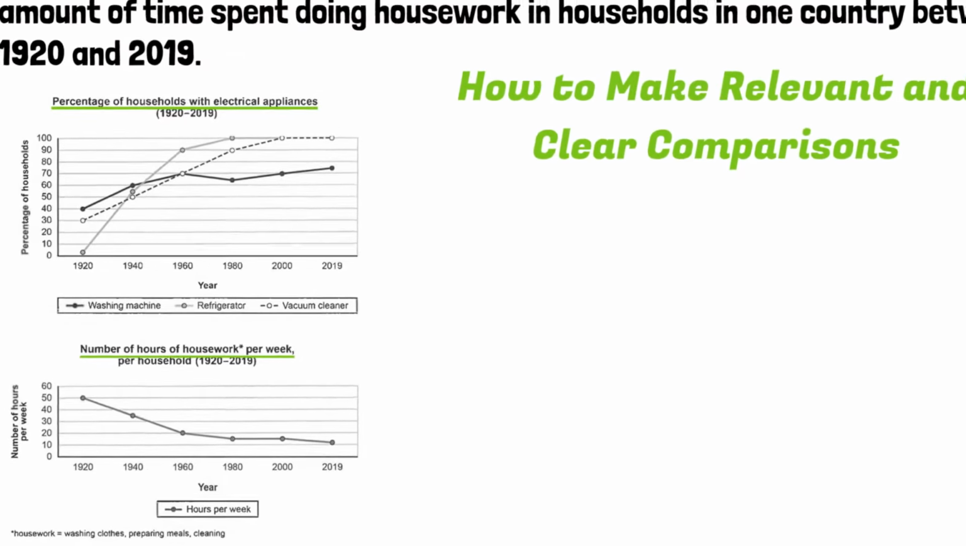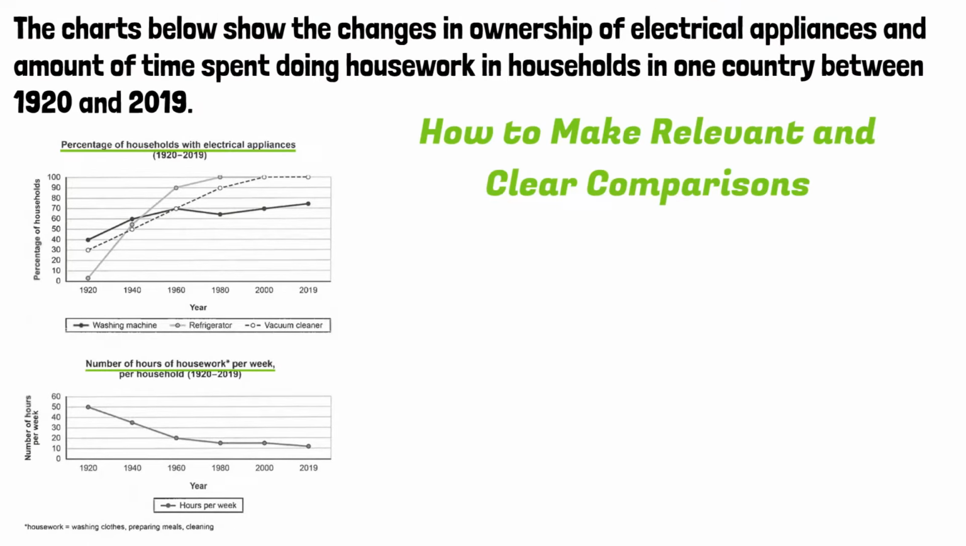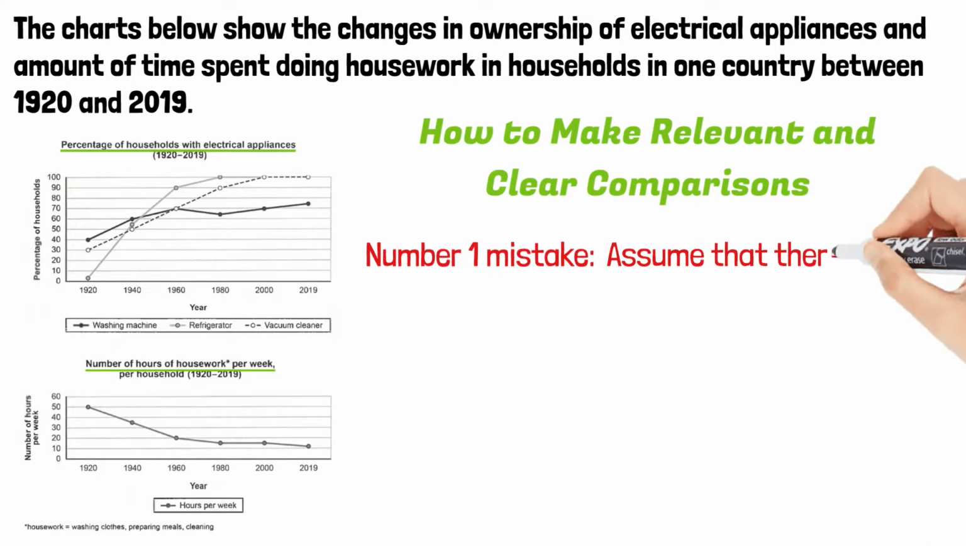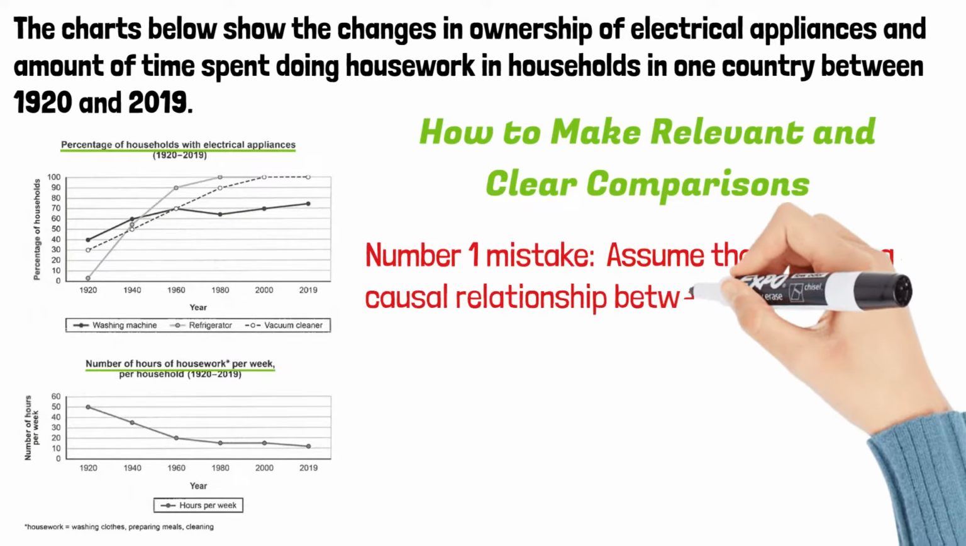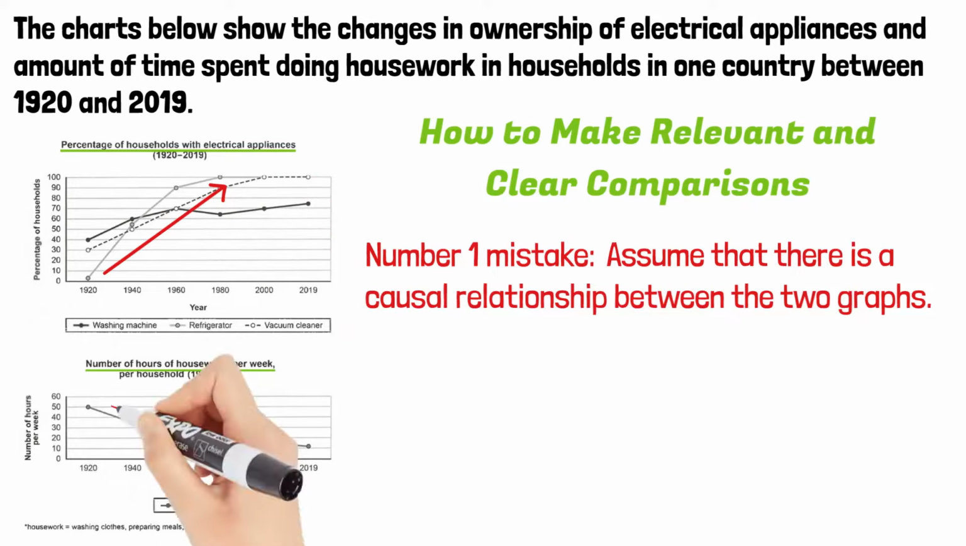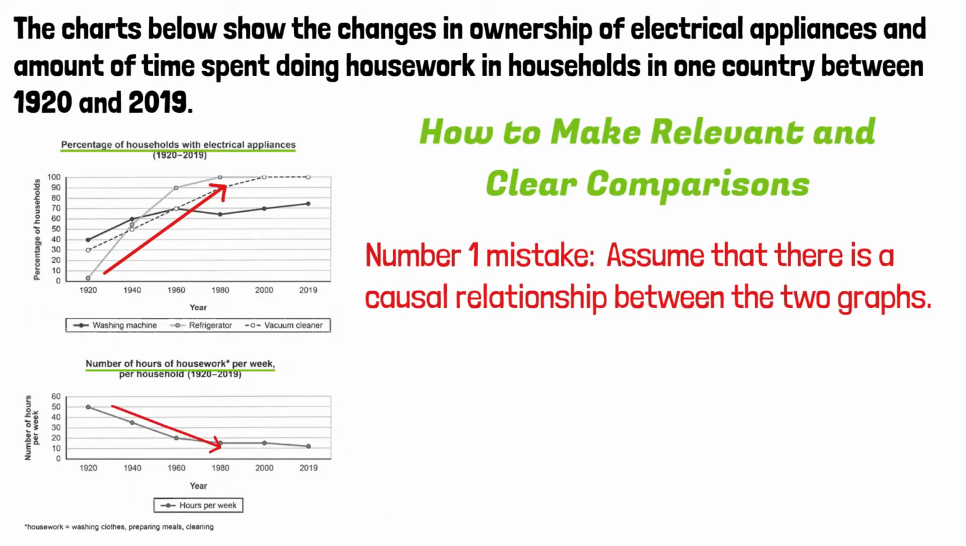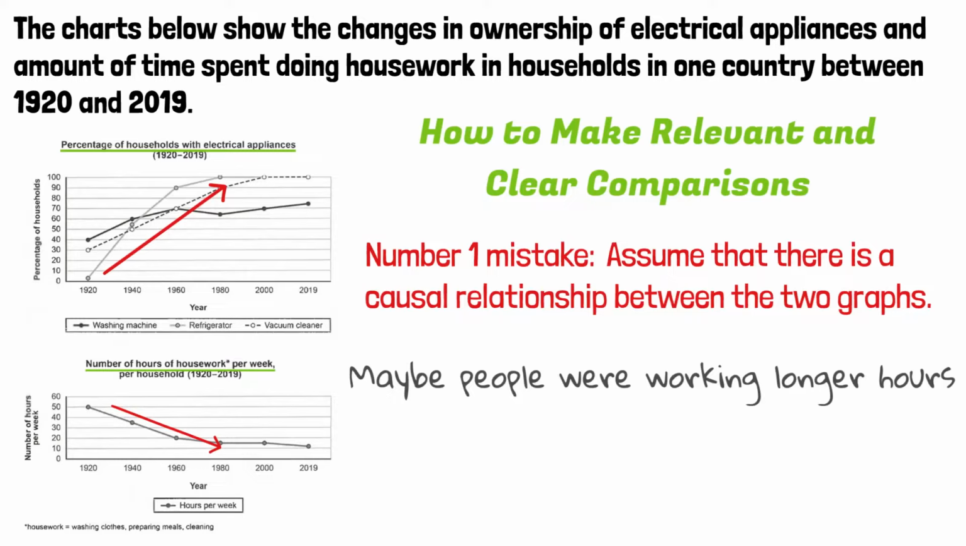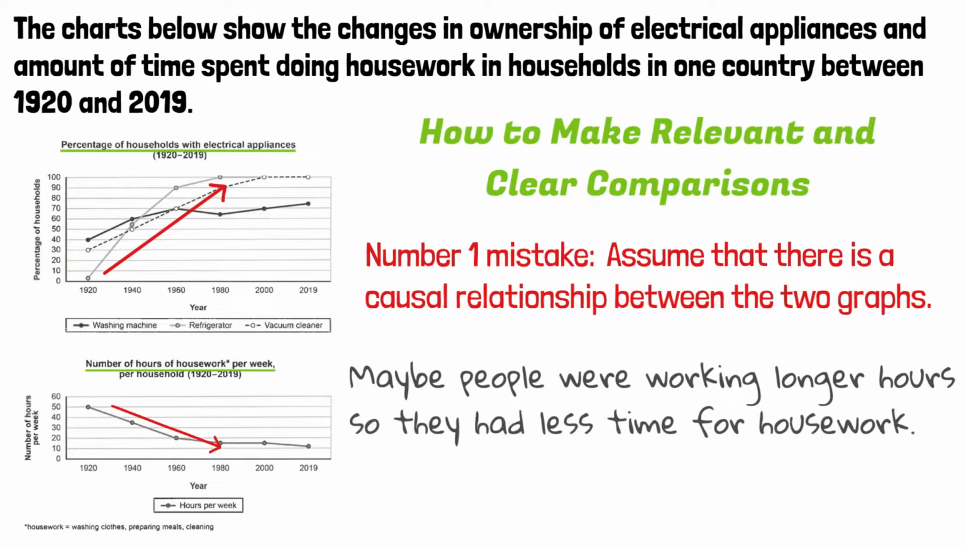I read the essays that students posted on my website, and one mistake a lot of them make is assuming that there is a causal relationship between the two graphs. They assume that more and more households own the electrical appliances, and as a result, they spend less time on housework. You shouldn't make that assumption. We can't tell from the graphs why households spend less time on housework. Perhaps people were working longer hours, so they had less time for housework.